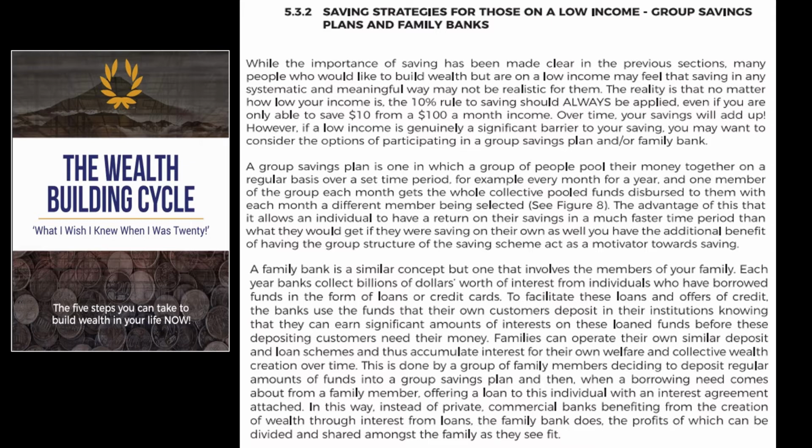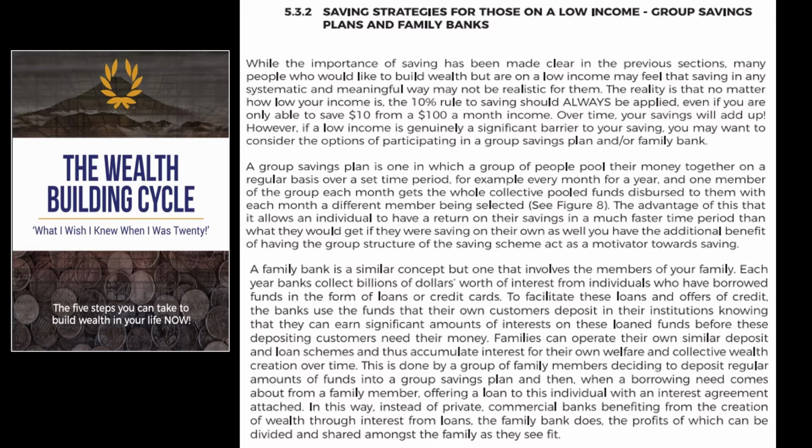But basically, I talk about the fact that if you're on a low income, it might seem that saving, which is very, very important to the wealth building cycle, the 5 steps. So that's the third step in the cycle. Saving is extremely important. But if you're on a low income, it might feel like you're not able to save. So here is where group saving plans and the ideas of family banks can be very, very helpful.